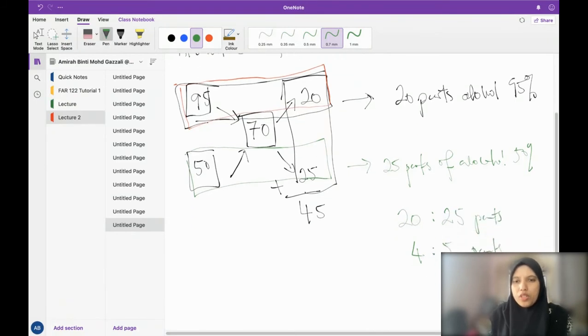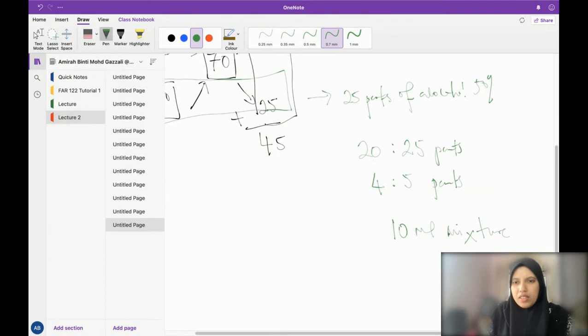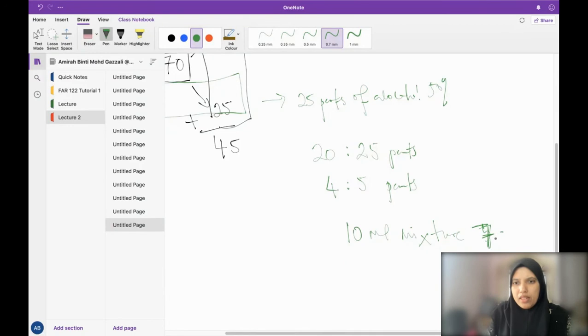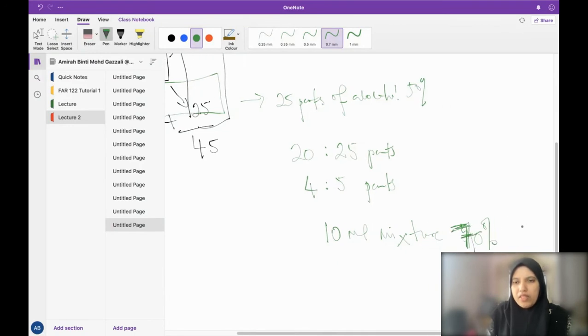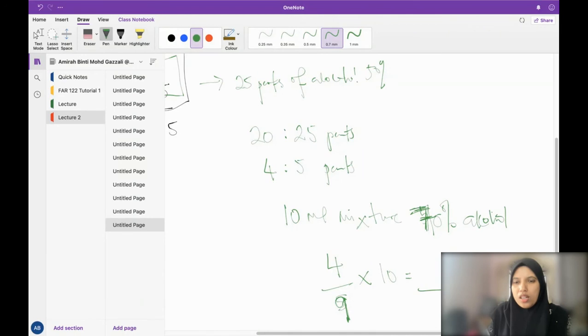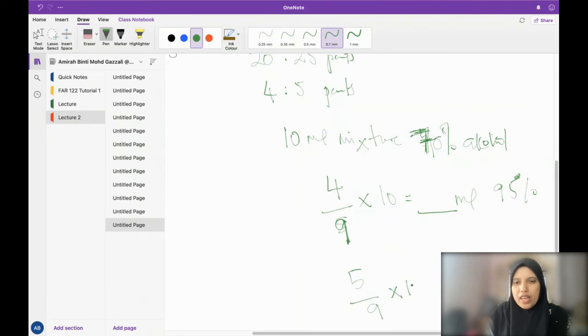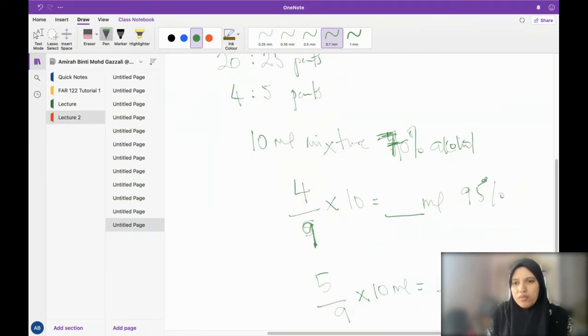So if you want to produce a 10 ml mixture of 70% alcohol, so what should you do? 4 over 9 times 10 equals, this would be the quantity of alcohol 95 needed, and 5 over 9 times 10 ml, this would be the quantity of 50% alcohol needed.